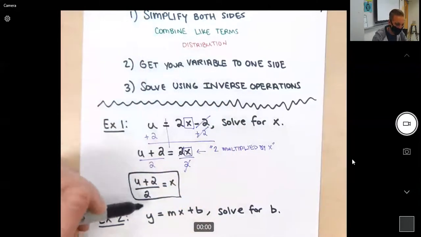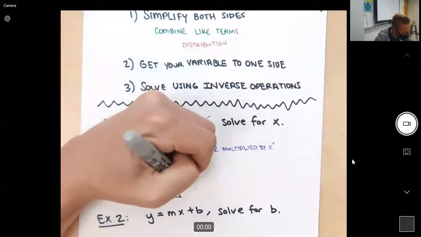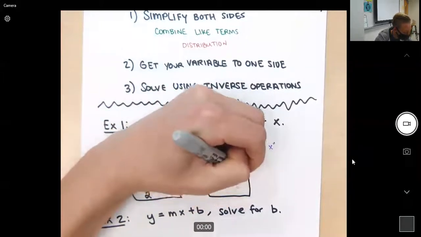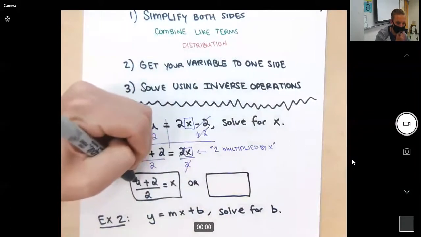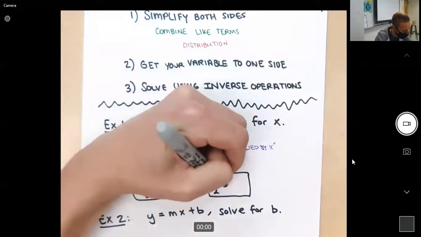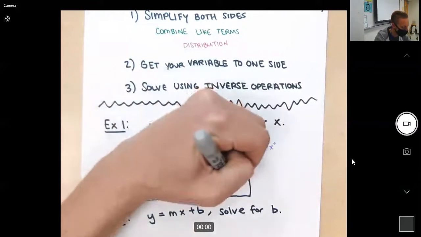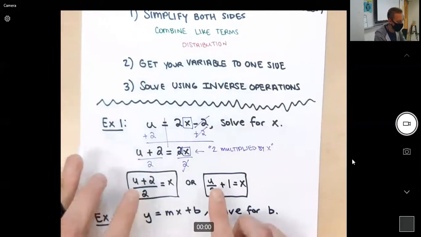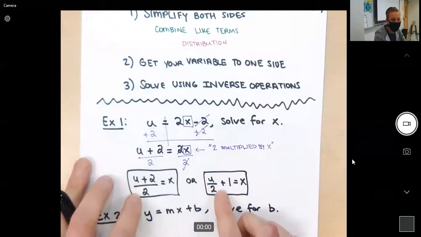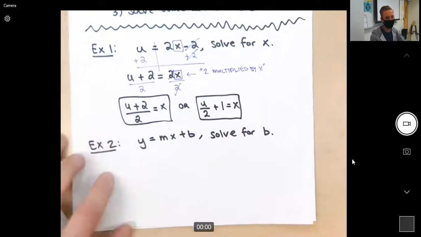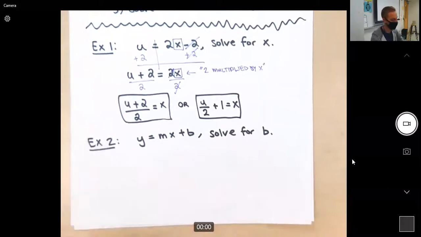Okay, so this is one way they could write the answer. Another way the answer could have been written is if we divide each part by 2, so each term on the numerator by 2, we get u divided by 2 plus 2 divided by 2 is 1. And so the answer could also be written like that. So just make sure you're clear that these 2 things are actually the same. Okay? All right, and let's keep going. So example 2, we've got y equals mx plus b, and we're solving for b.